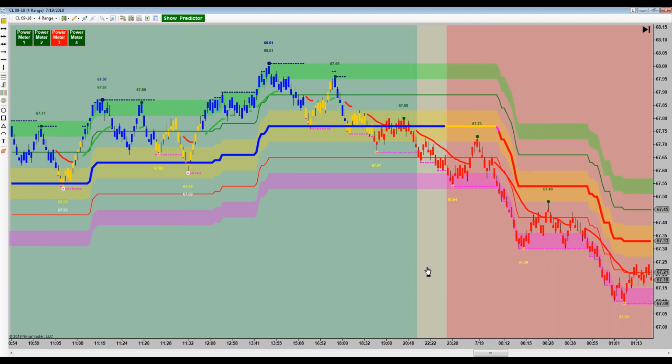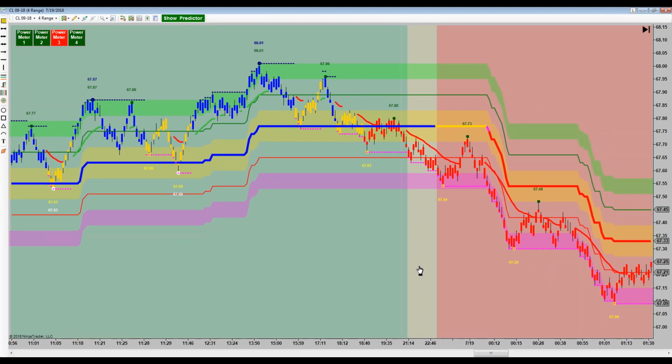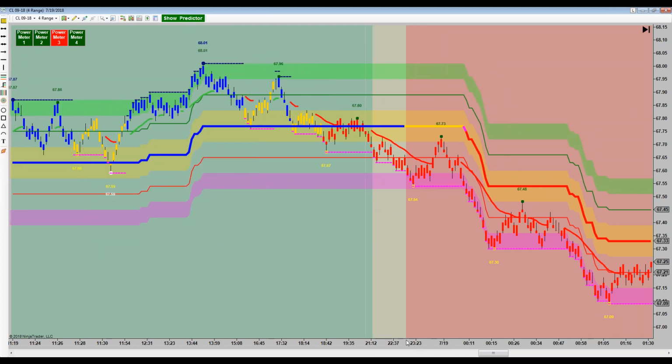Everybody remember our criteria for entry, yes? Everybody remember our criteria for entry. Let me blow things up so the candles are nice and big. There you go, that's a lot better. I like that.